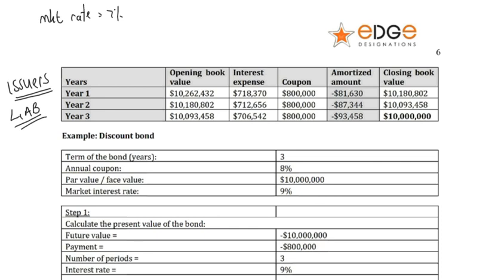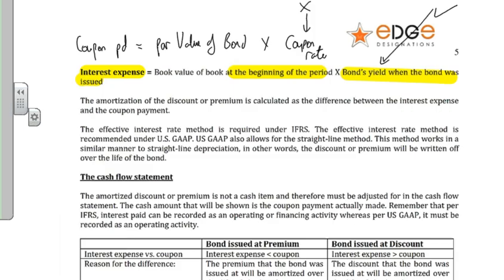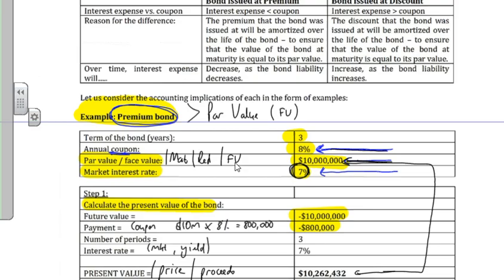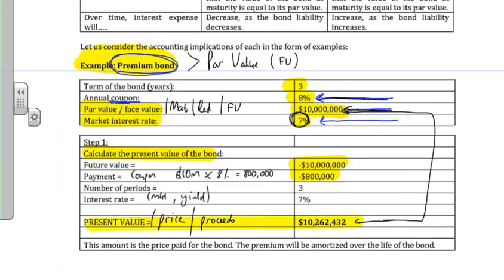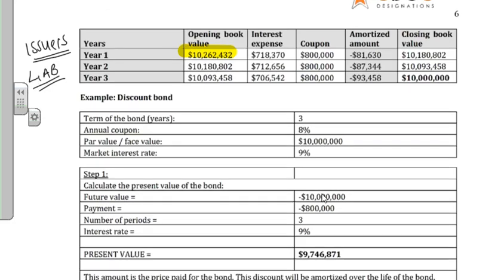Year number one, when I brought that liability on, it was 10,262. Previous page, let me just show you where we got that. We got that by calculating its present value, 10,262,432. Coupon doesn't change, guys. Remember what we said? Coupon 800, 800, 800. How do we calculate the coupon? You remember par value of 10 million. There's its par value. Remember, par value has got many different names. Times the coupon rate of 8%, 800,000. That will never ever change, and that's why the coupon stays there.